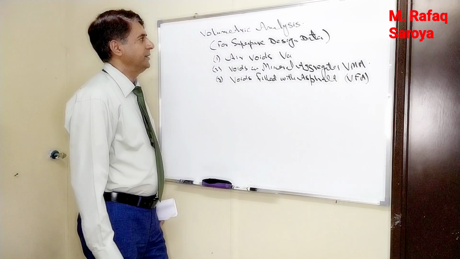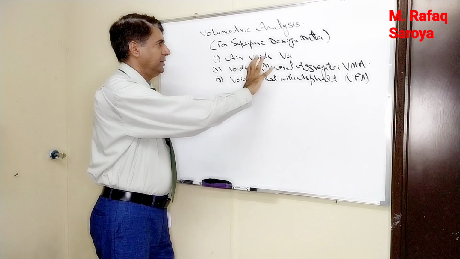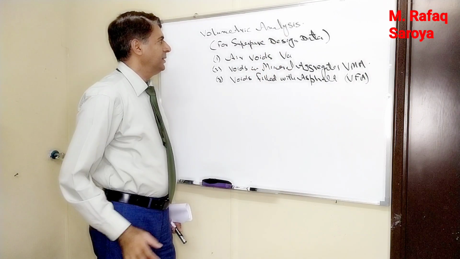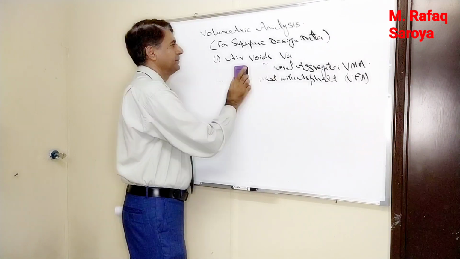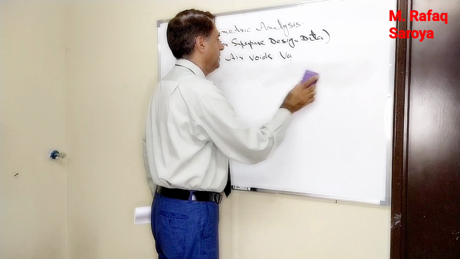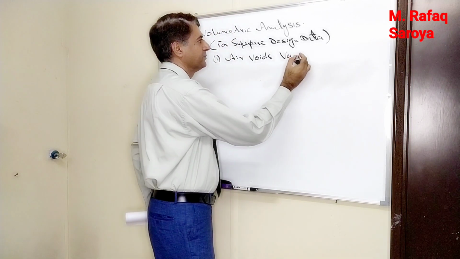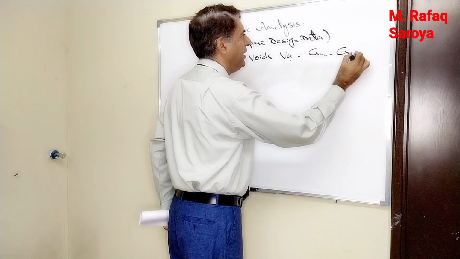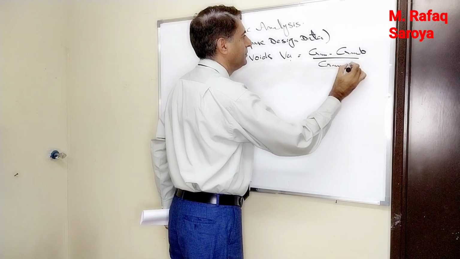These are our volumetric parameters. Regarding this, we have to find out, first of all, air voids. For these air voids, we are going to use the equation GMM minus GMB over GMM, into 100.